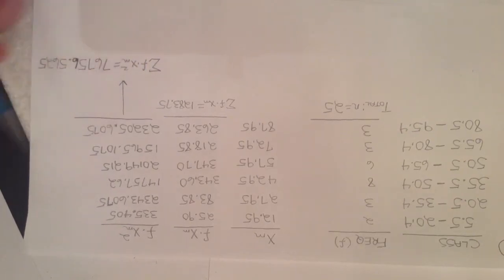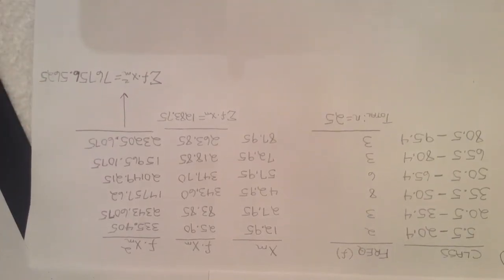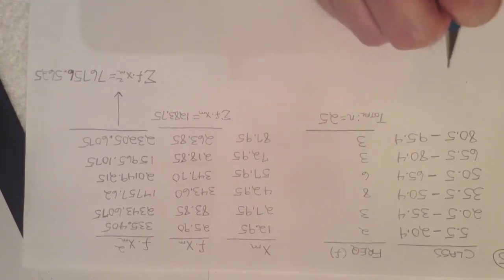23,205.6075. And if we were to add all these numbers together, we would have a sum in this case of 76,756.5625.